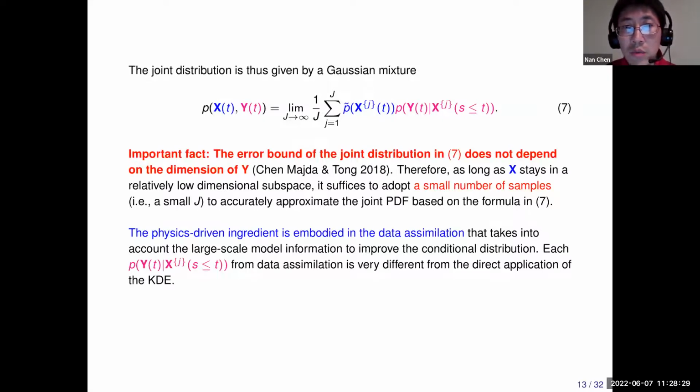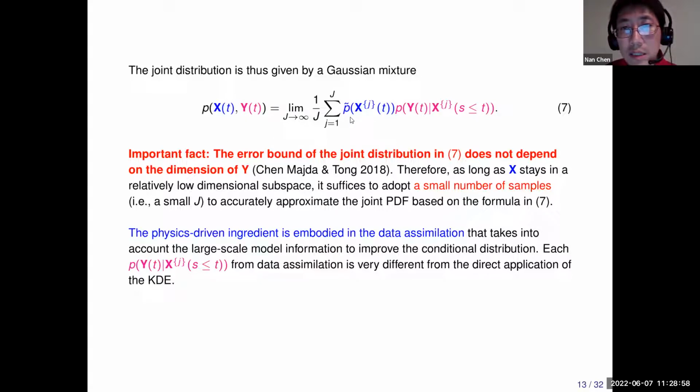And there's one very important fact, that is the error bound of this joint distribution in terms of the number of sample points does not depend on the dimension of Y. It does depend on the dimension of X. So that means as long as this X stays in a relatively low dimensional subspace, it's sufficient to use just a small number of samples to accurately approximate this joint distribution.